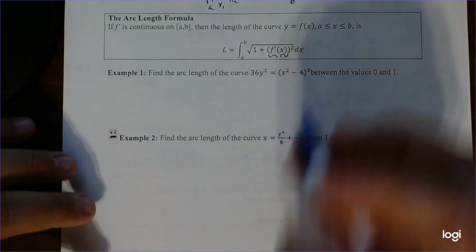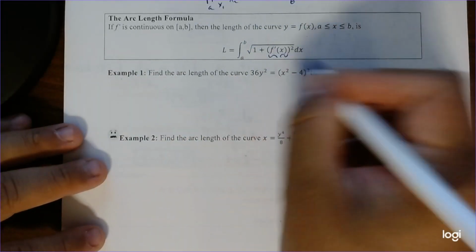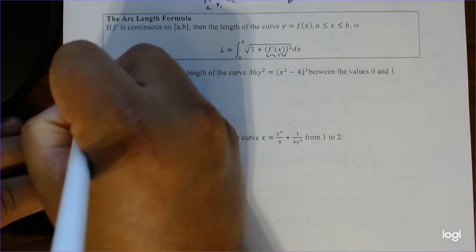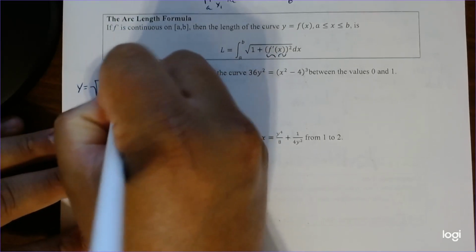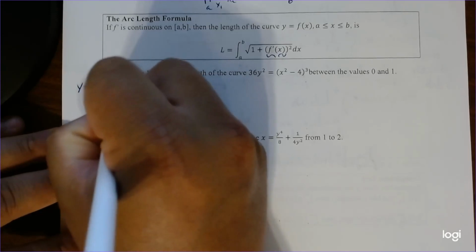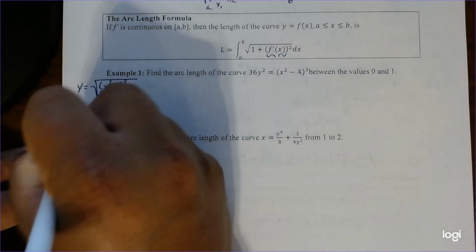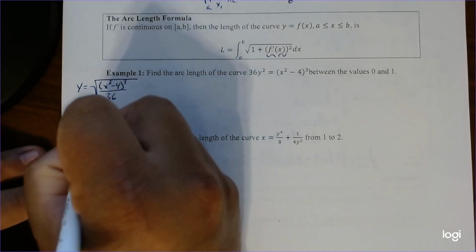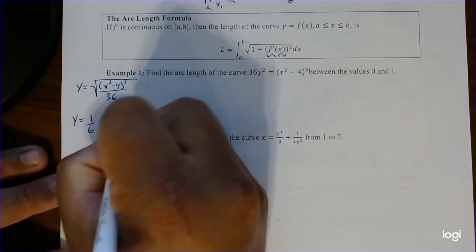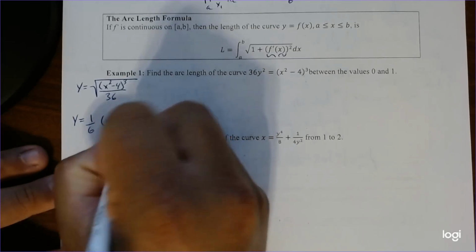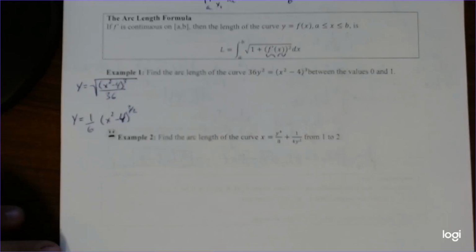Okay. So first thing we're going to do is solve for y. Right, just dividing by 36 and taking the square root, we get y is equal to this, right? Okay. And I'm just going to rewrite it real quick. We know what the square root of 36 is, it's just 1/6. And I'm just going to put this into its exponent form. So this is 3/2 power, right?